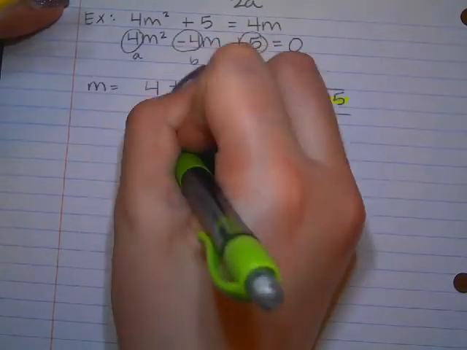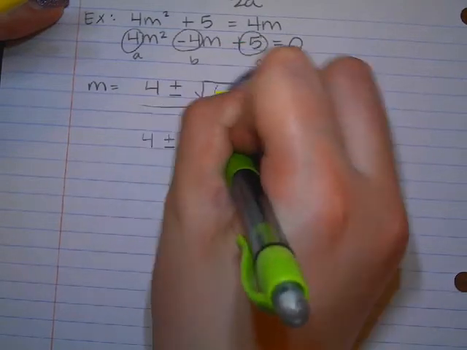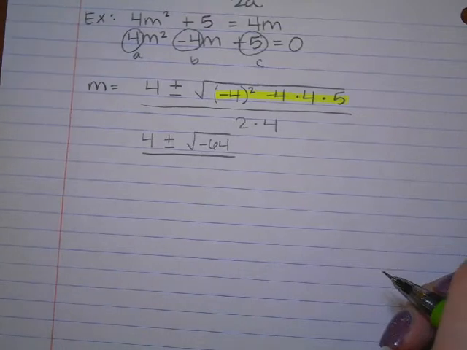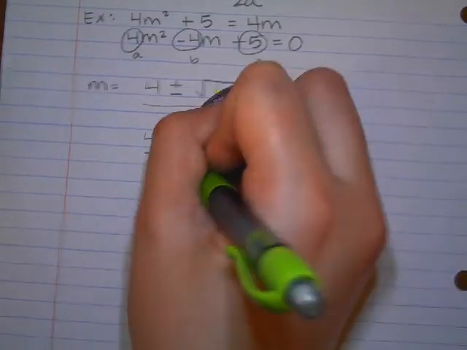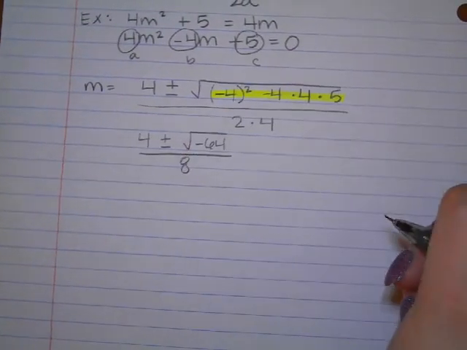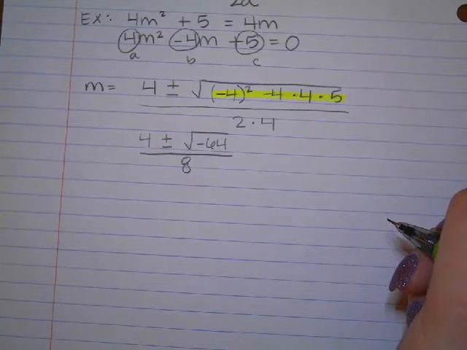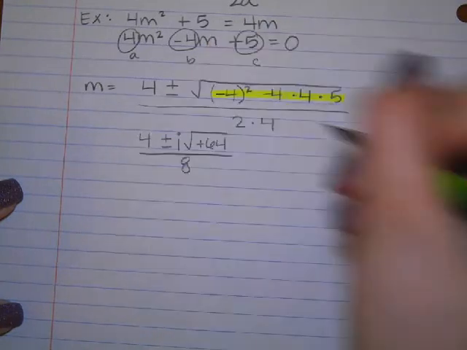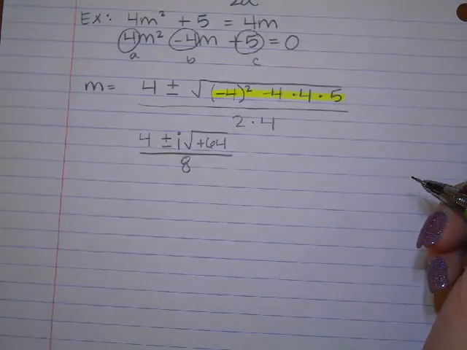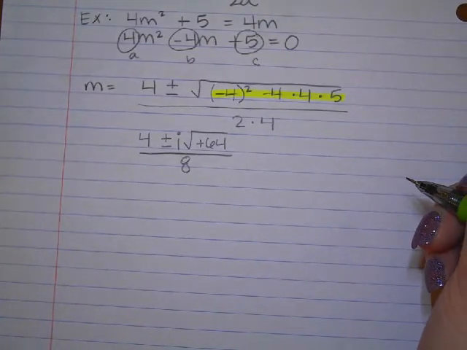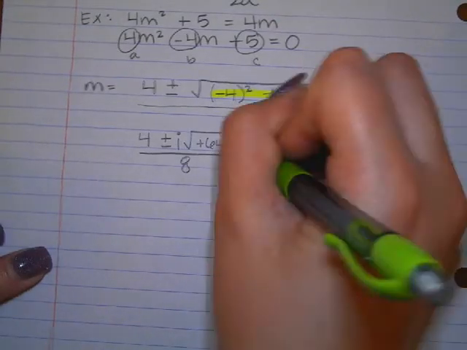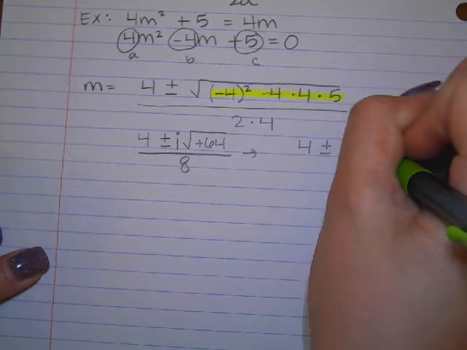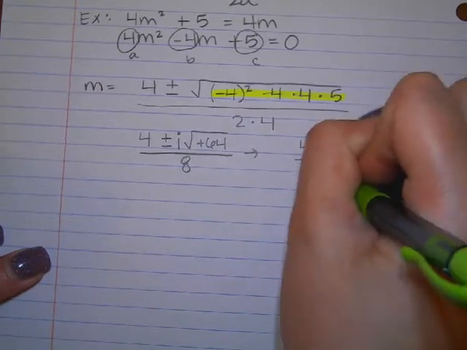We got 4 plus or minus the square root of negative 64. And what's it divided by? 8. Okay, so what do we do with that negative? We make it an i. And you have a perfect square, so it would be 8i. So I'm going to rewrite this as 4 plus or minus 8i divided by 8.